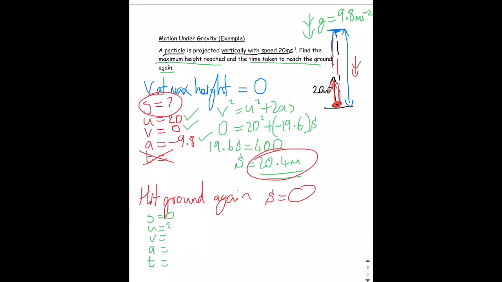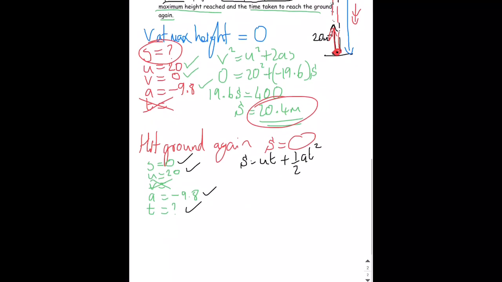My initial velocity, however, was 20. A V here would be however fast I hit the floor. I don't really care. My acceleration is due to gravity, so that's downwards, 9.8. And the time it took is what I'm trying to work out. How long did that take to get all the way up 20.4 meters and all the way back down to the ground again? So I'm interested in S, U, A and T. That is S equals UT plus a half AT squared.